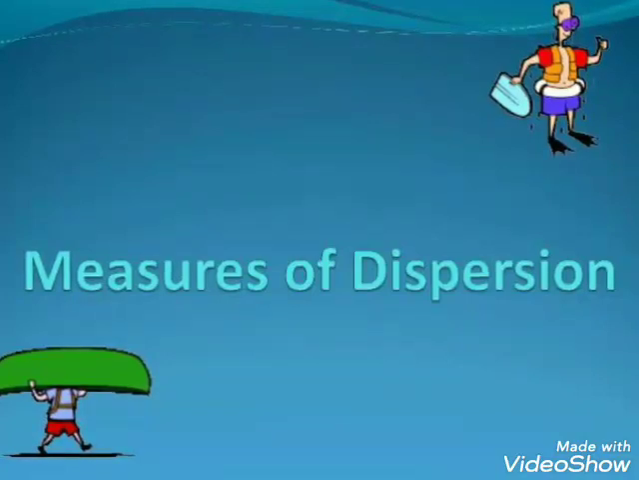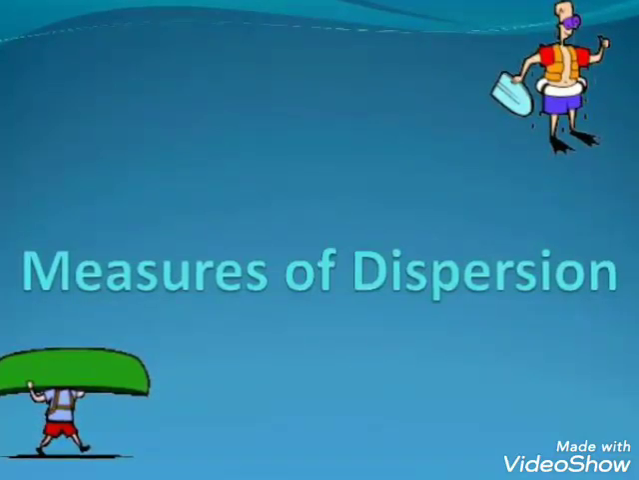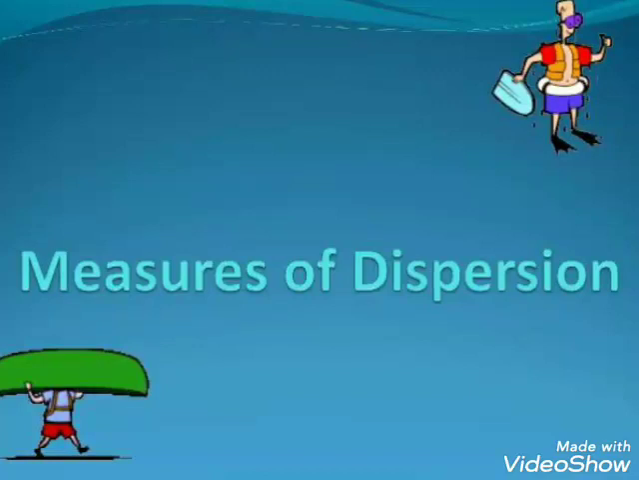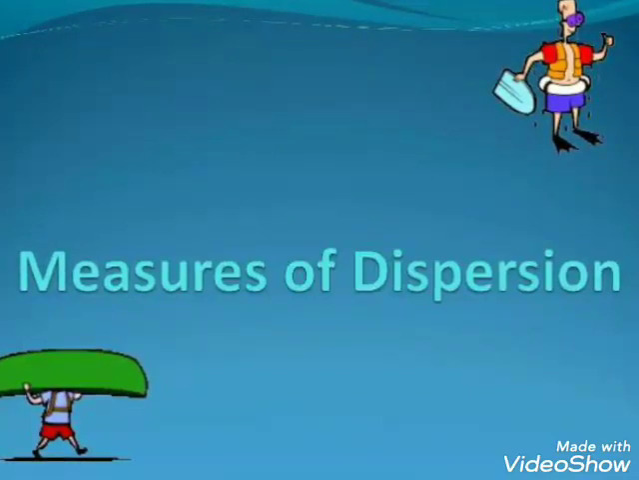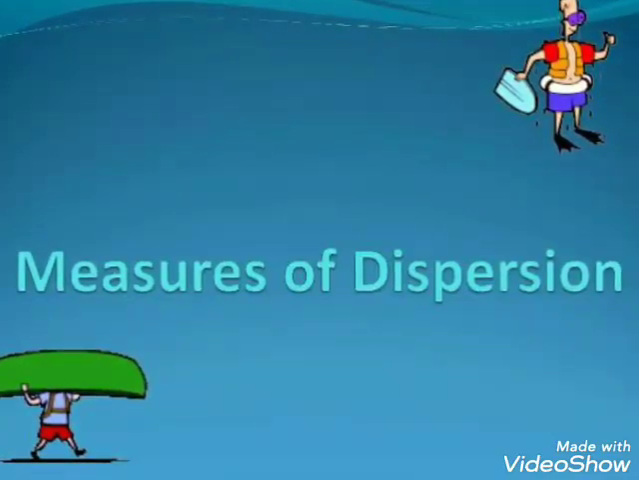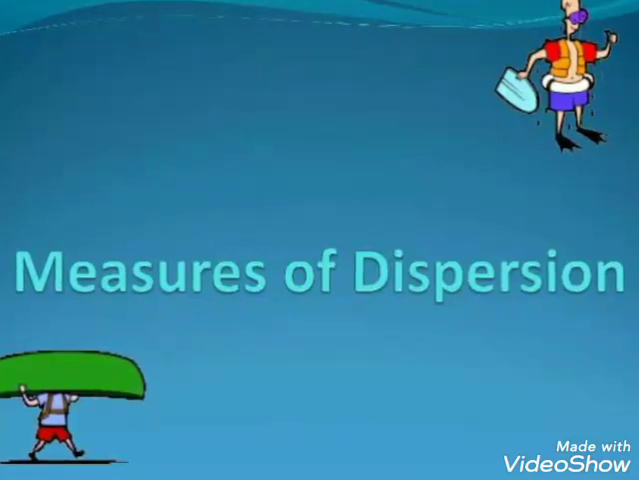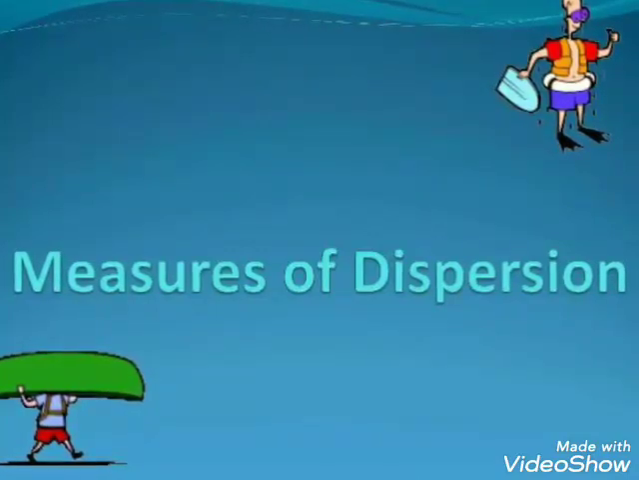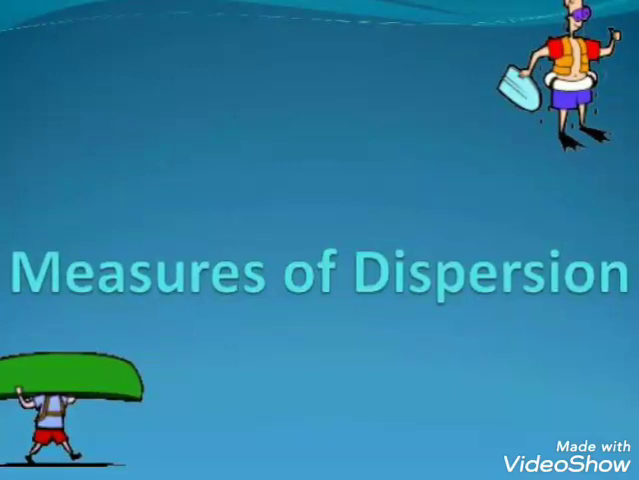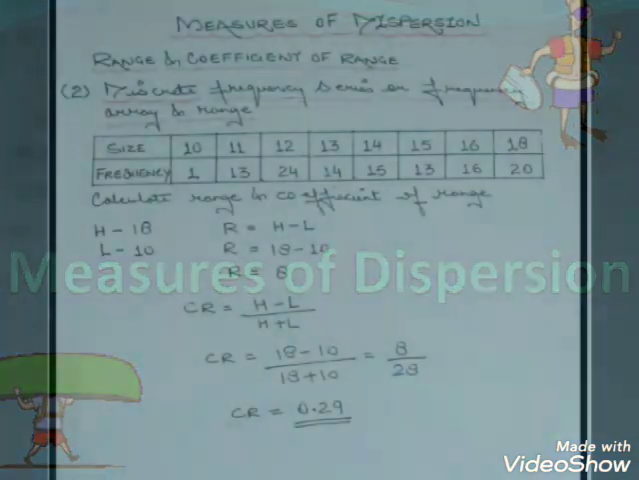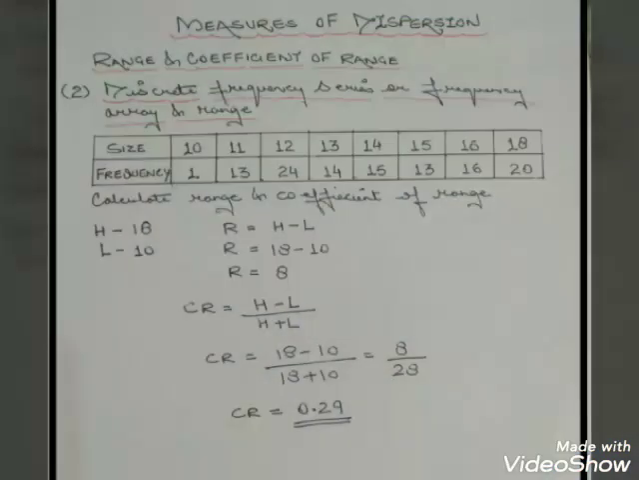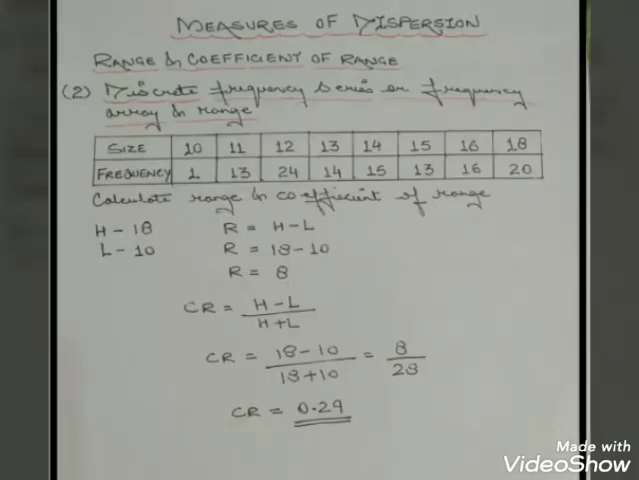Good morning, students. In continuation with the chapter Measures of Dispersion, in my previous video I explained how to calculate range and coefficient of range by individual series. Today we will be doing how to calculate range and coefficient of range by discrete frequency series, or you can also say frequency array and range.